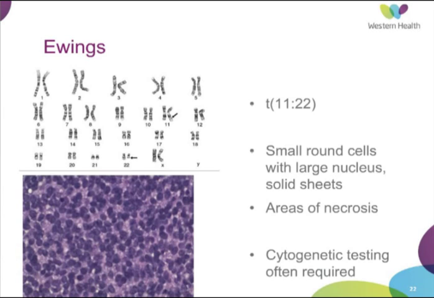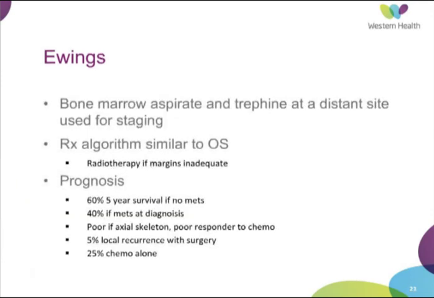This can be a difficult cancer for the pathologist to diagnose, and often a lot of cytogenetic testing is required to help stage and grade the tumour. A bone marrow aspirate from a distant site can also be done for staging to look for any distant spread of the tumour. But the treatment algorithm is similar to osteosarcoma. So again, it consists of staging, preoperative chemotherapy, restaging, tumour excision, and then chemotherapy again.